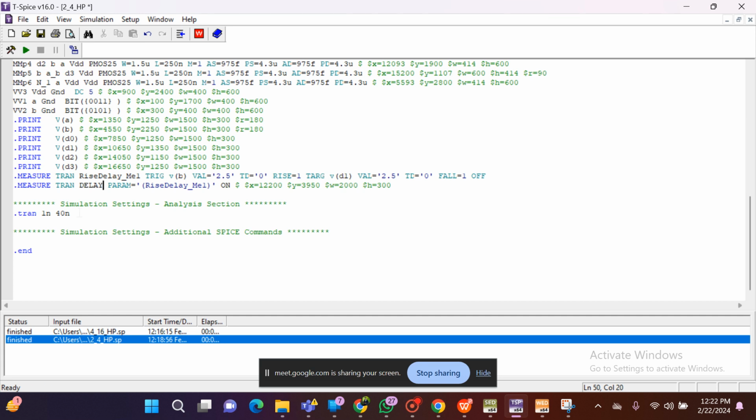And one thing, we need to see power from here itself. You just give dot power. What is your input here? A. What are your inputs? A and B. So for A, what voltage source is given? VV1. VV1 dot power, VV2. Okay, run here.